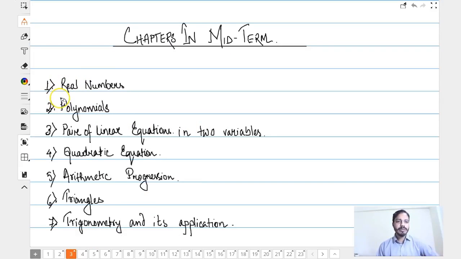For example, there are 8 chapters, out of which trigonometry can be considered as a single chapter, and we have overall, say, 7 chapters. For example, real numbers, polynomials, pair of linear equations, quadratic equations, arithmetic progression, triangles, and trigonometry, right? So what I'm going to do in today's session is cover all of them, right?